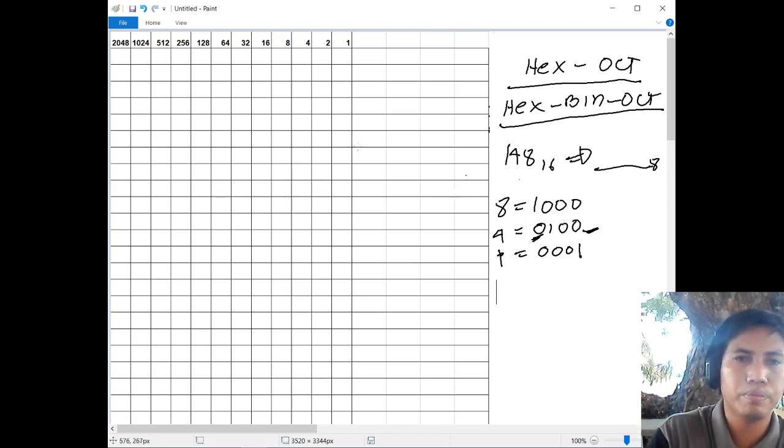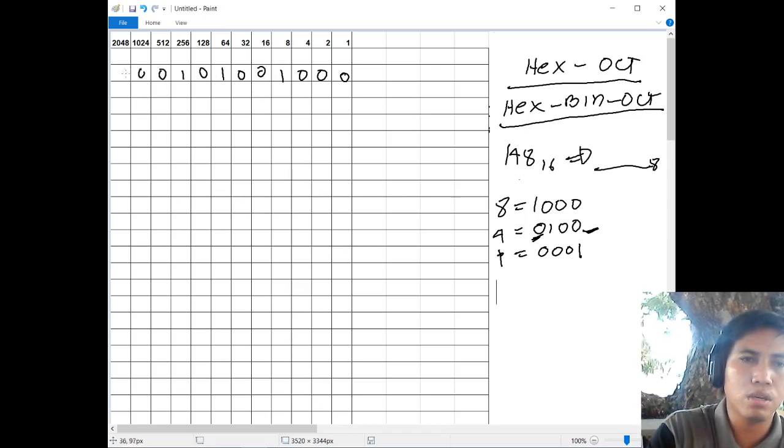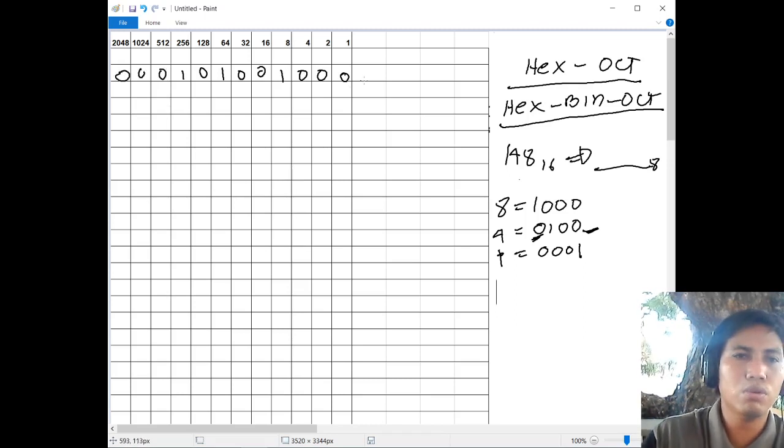Now we put it together, so 8 is 1, 0, 0, 0. Then we have 4, that is 0, 1, 0, 0. Then we have 1, that is 0, 0, 0, 1. The next thing that you should do is to group them by 3 together. So 0, 0, 0, 0, 0, 1, then 1, 0, 1, and then 0, 0, 0.